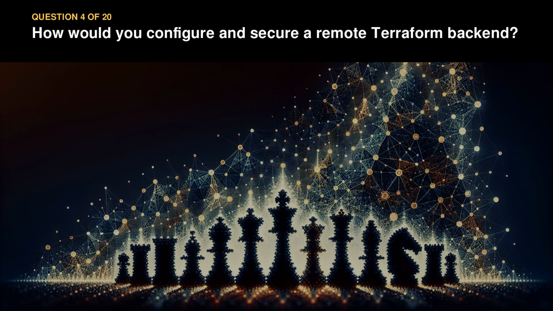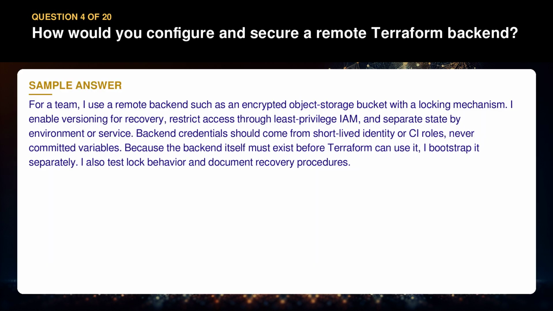Question 4. How would you configure and secure a remote Terraform backend? For a team, I use a remote backend such as an encrypted object storage bucket with a locking mechanism. I enable versioning for recovery, restrict access through least privilege IAM, and separate state by environment or service. Backend credentials should come from short-lived identity or CI roles, never committed variables. Because the backend itself must exist before Terraform can use it, I bootstrap it separately. I also test lock behavior and document recovery procedures.